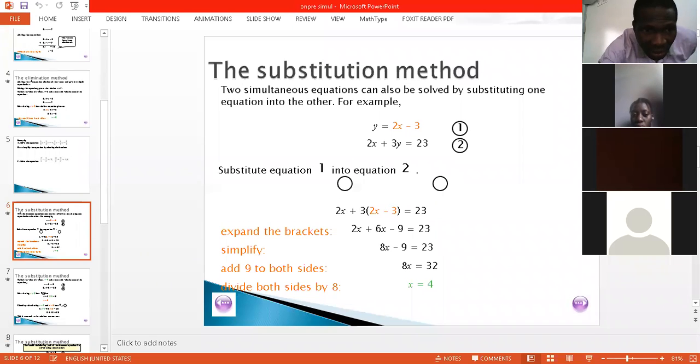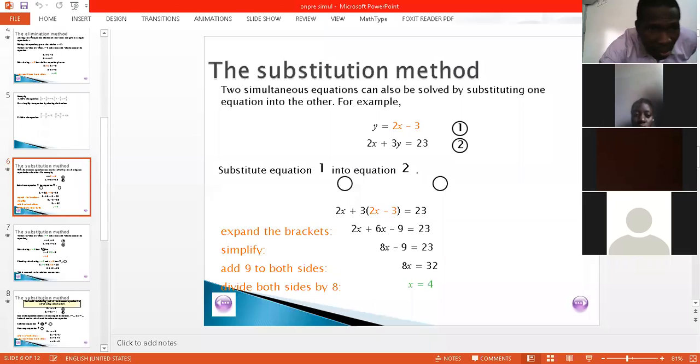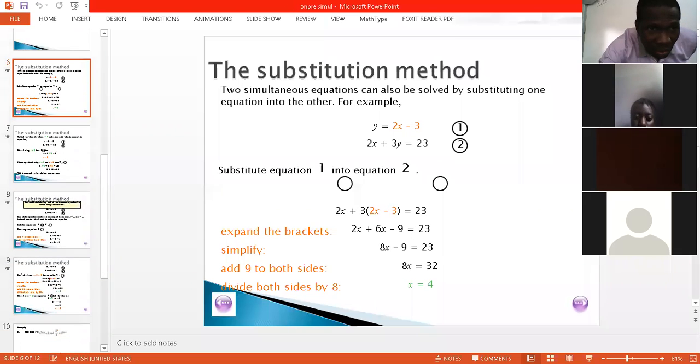Okay, today we consider the substitution method. Now consider the equation on your screen. You're given y, which is direct: y is equal to 2x minus 3. Very direct. Another equation, you have 2x plus 3y is equal to 23. Because you have y, y has been transformed already into that form, y equals 2x minus 3.